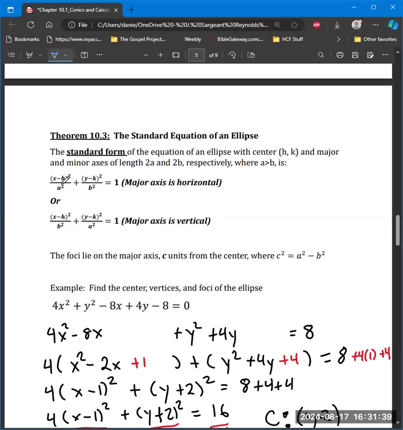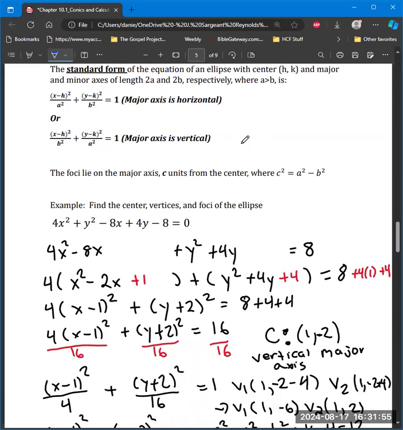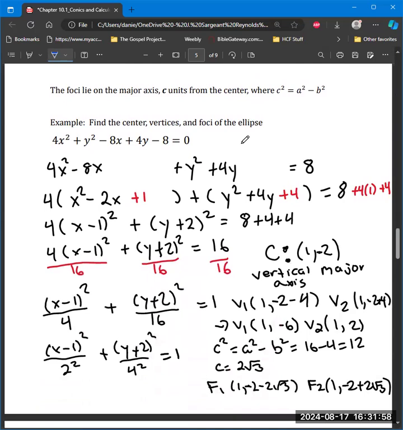We already talked about the lengths of 2A and 2B for the major axis and the minor axis, and that we decide A and B based off of which one is bigger. For an ellipse, that A needs to be bigger than B. So I've already worked this example out, and the prompt here said, find the center, vertices, and foci of the ellipse, and we were given 4x squared plus y squared minus 8x plus 4y minus 8 equals 0.